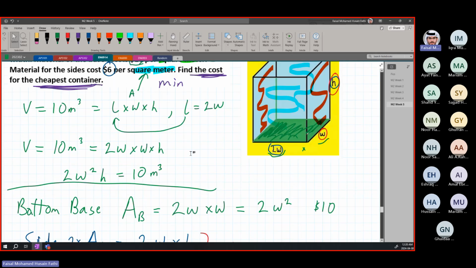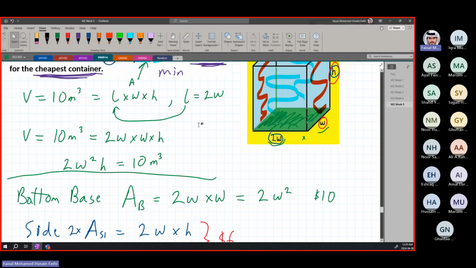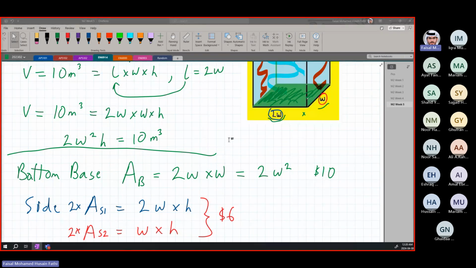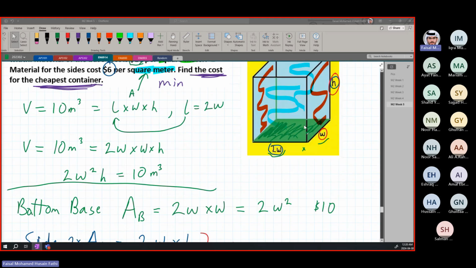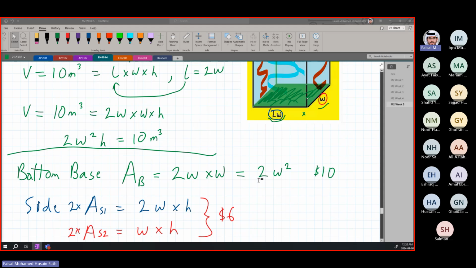We have our main equation, our main relation. Now we have to look at the areas of each one, because it's saying $10 per square meter here and $6 per square meter. So we need to determine the area of each of these, the base and the sides. We look at the bottom base first. It is 2W times W, which is 2W squared, and this costs $10.